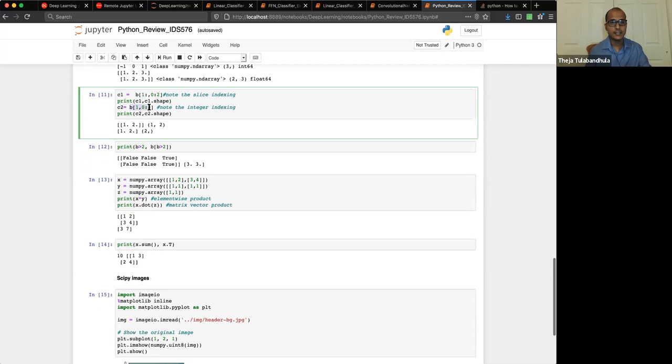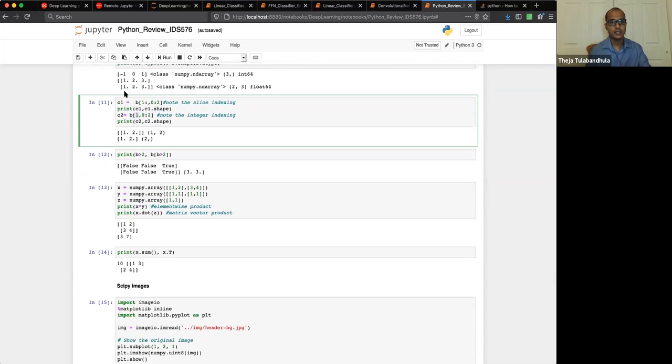If you index exactly, there's a little bit of difference here. If you index exactly the first row here and pick the first two elements column-wise, then if you look at its shape, the shape is actually (2,), nothing, whereas the first one's shape is (1, 2). So just be careful about these aspects. The difference between this and this is just a colon in the first indexing of this ndarray.